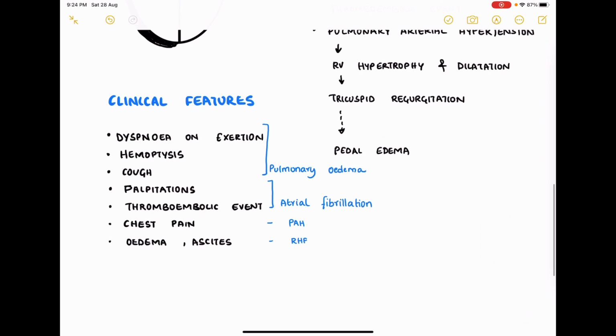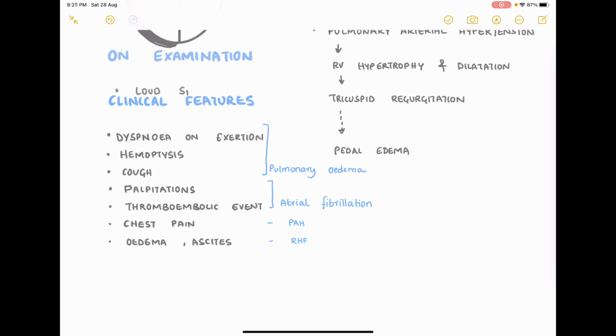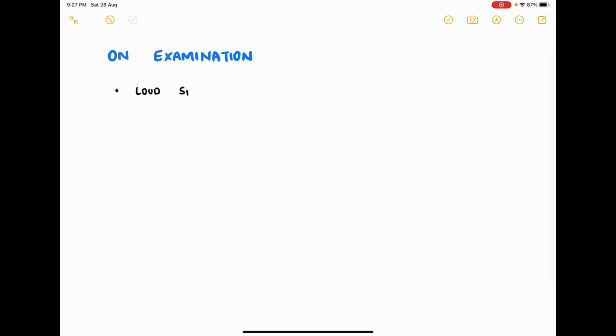Let us now look at the clinical features all together. One was dyspnea on exertion, hemoptysis and cough, explained by the pulmonary edema in this pathology; palpitations and thromboembolic events because of atrial fibrillation; chest pain due to pulmonary arterial hypertension; edema or ascites that's due to right heart failure. What do we see or hear on examination?